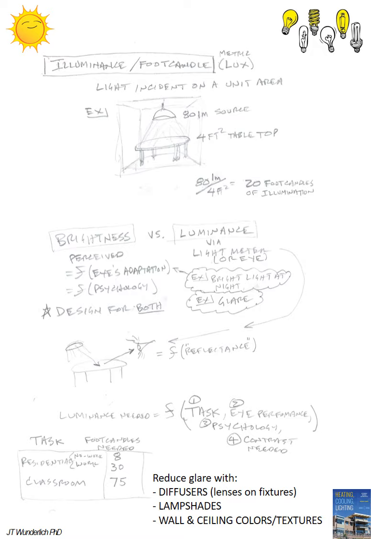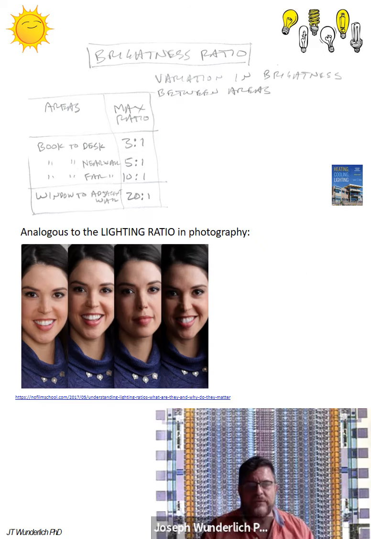And to reduce glare, you want to use diffusers, lenses on the fixtures, lampshades, walls, and ceiling colors and textures. There's also a brightness ratio you should be concerned with, and that's the contrast between adjacent spaces. It's analogous to lighting ratio in photography or film production, where the girl's face is not lit evenly on the far right, but on the far left it is. And I put a picture of myself where I do a similar thing, zooming near the window with the sunlight on me. I know it's doing that. I kind of like the effect, actually.